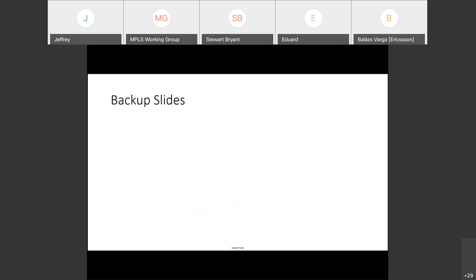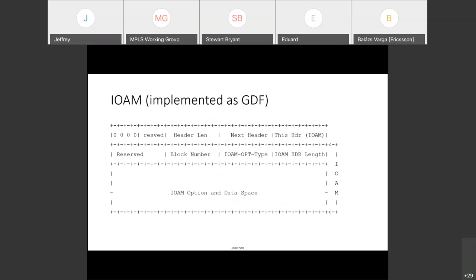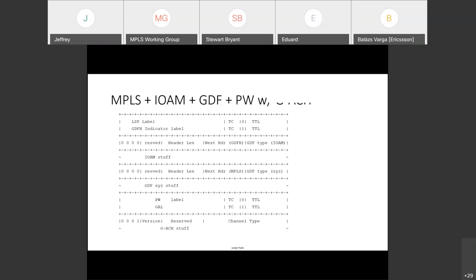So this is basically the high level overview. I have quite some backup slides I don't have to go through, but this just explains how we view that we can use this to support IOM, at least for the edge-to-edge scenario. Hop by hop, we need to think about it further.